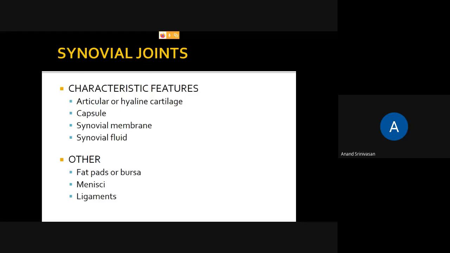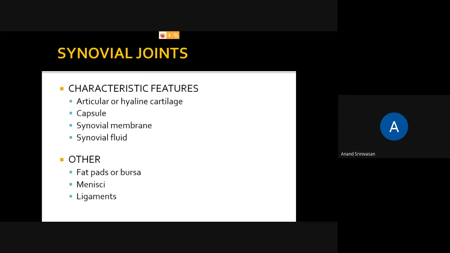All right, thank you. Now the next one is the last one, the synovial joint. The synovial joint has many specific features. I'll discuss these one by one. These joints are completely movable joints. They are freely movable joints, synovial joints.